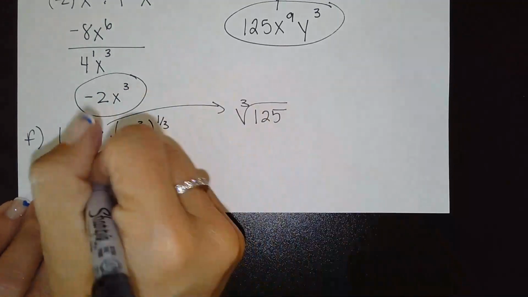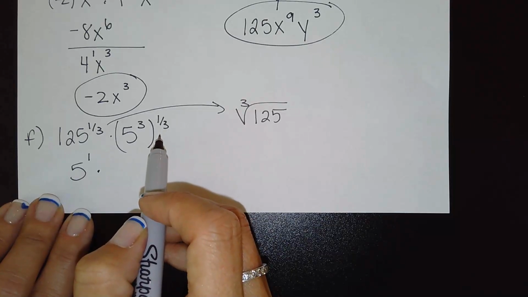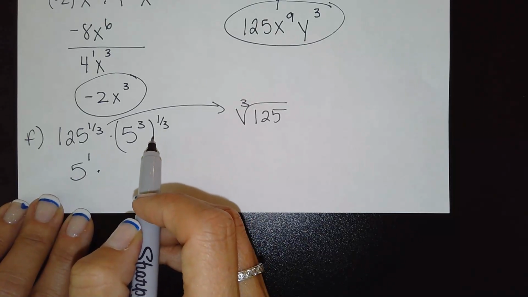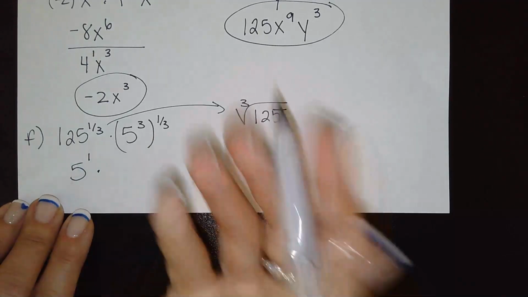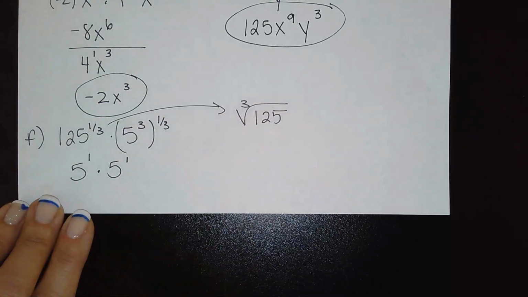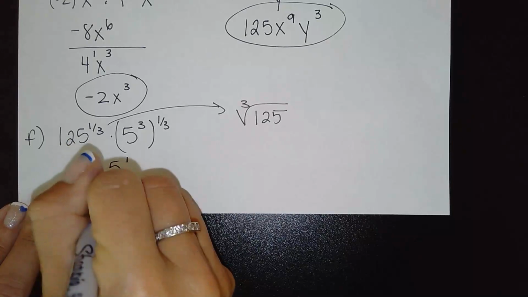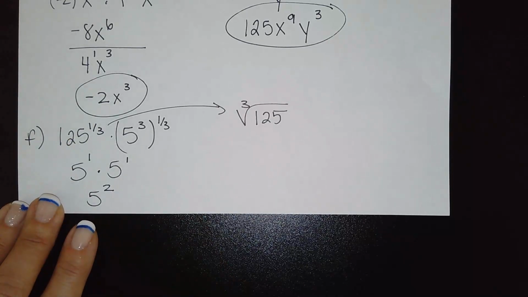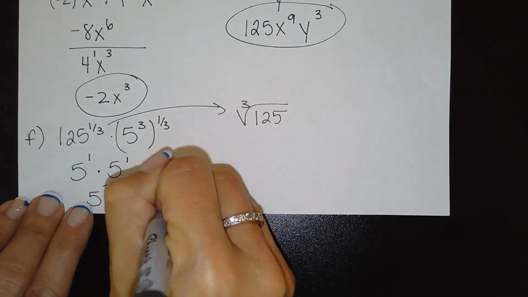Same thing. When I have 3 raised to the 1/3 power, what does that give me? It cancels out. Or it's like 3 over 3, which is 1. So I get 5 to the first here as well. Same base. What do I do with those exponents? Add them. So I get 5 squared. Do I leave my answer as 5 squared? No. What do I write? 25.